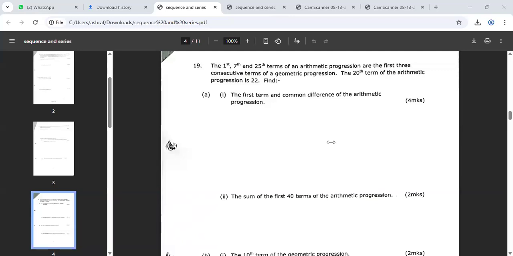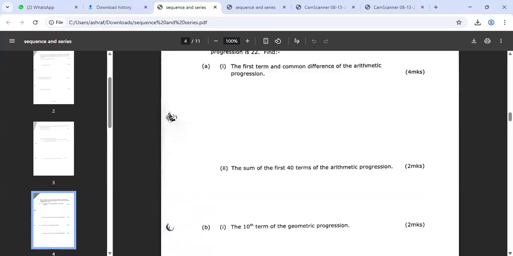Okay, so let's go to Roman 2. The sum of the first 40 terms of the AP. So now that we know the first term and the common difference, we can find the sum of the first 40 terms. Work out the sum of the first 40 terms.